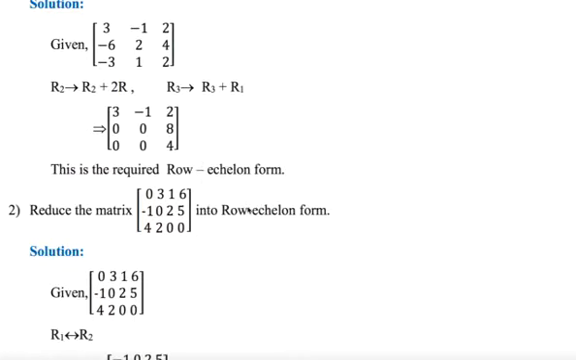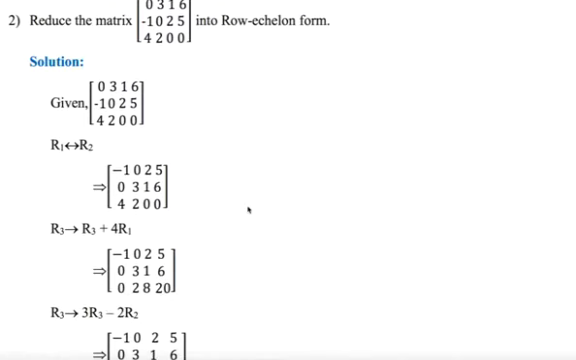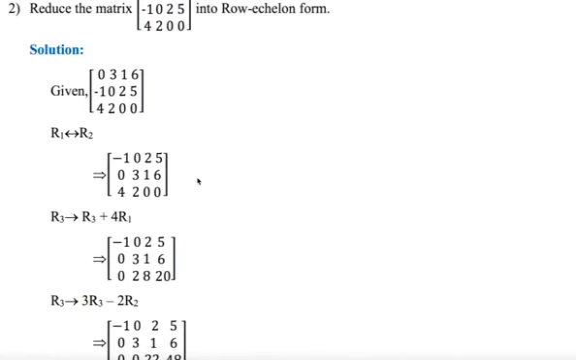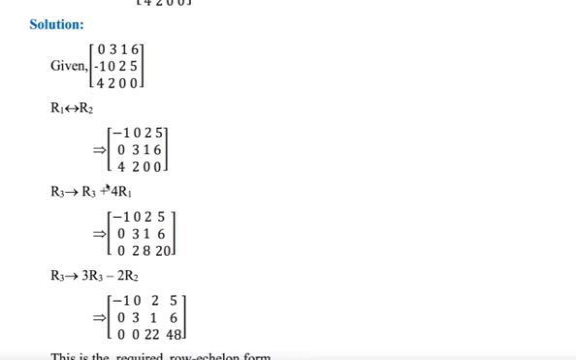Reduce the matrix into row echelon form. In the second example, the diagonal element in the first row is 0. That's why they interchanged row 1 and row 2. Now they proceeded with R3 as usual. R3 equals R3 plus 4 R1 to make this element 0. So this is 0, this is 2, because the other element here is 0. What about here? 4 into 2 is 8, so 0 plus 8 is 8, 0 plus 4 into 5 is 20. Fine.